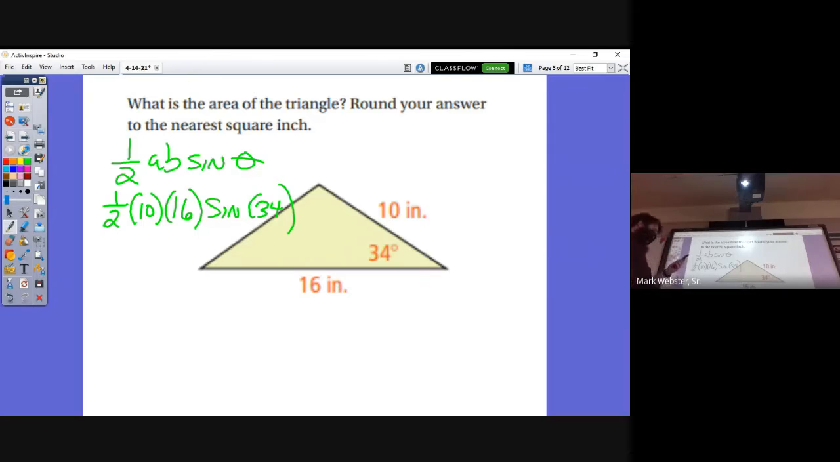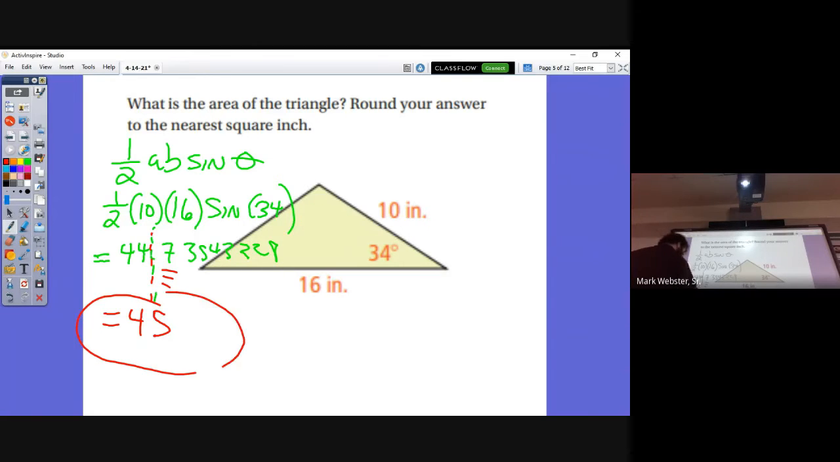Then put that in your calculator, and it says round your answer to the nearest square inch. It comes out to be 44 point something. We want the nearest square inch, so the nearest whole number. It was 44.7. That 7 rounds up, and so we end up with 45. And what are our units? Inches.